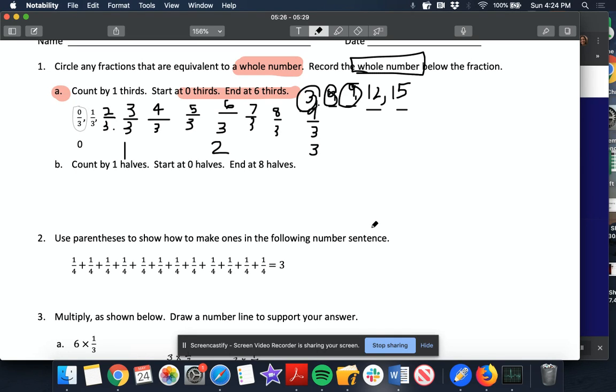Okay? It's the same as dividing. So 3/3 is the same thing as 3 divided by 3. 6/3 is the same thing as 6 divided by 3. Okay? Go ahead and try 1b on your own.